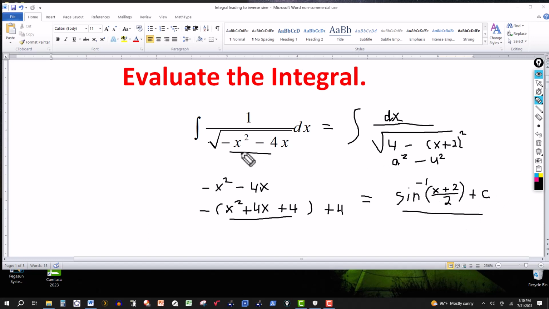By completing the square of the radicand and rewriting it, we use the formula. The formula that we use can actually be derived using a trig substitution. But here, to complete the solution, we completed the square of the radicand and then used the formula.